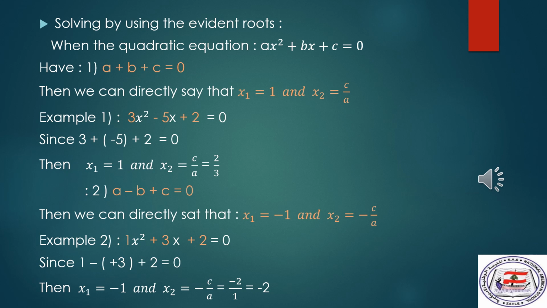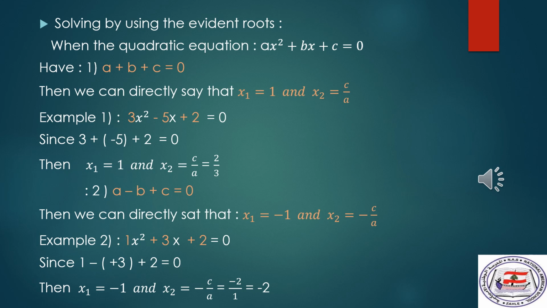What do we mean by that? Example, if the required is to solve 3x squared minus 5x plus 2. So before using the discriminant, since a is 3, b is negative 5, and c is 2, and if we add directly the three coefficients, we get 0. So I can deduce directly that x1 is 1 and x2 is equal to 2 over 3. 2 over 3 is determined from c over a.